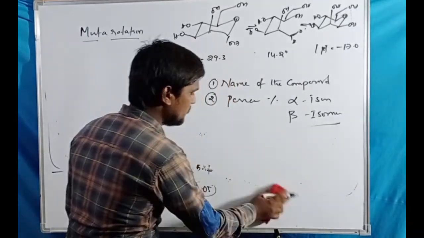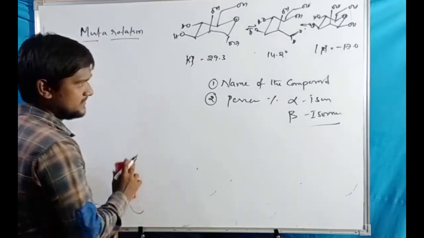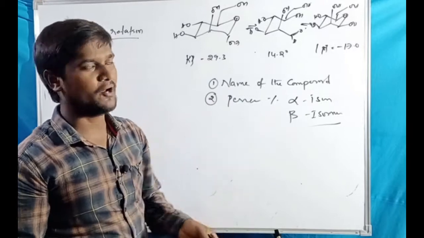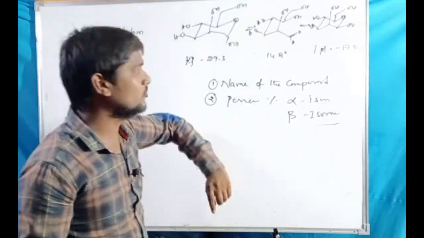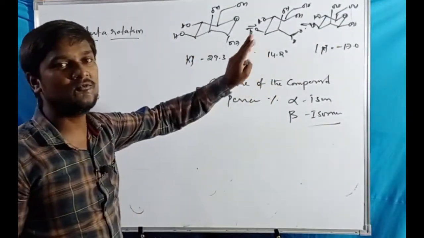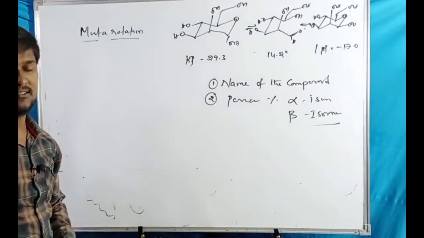So in the case of mannose, the first question is answered. The name of the compound is mannose. Here it is alpha mannopyranose, beta mannopyranose. This is the open chain form of the mannose structure.